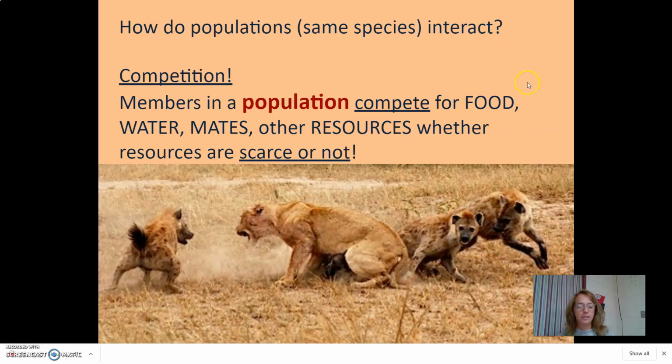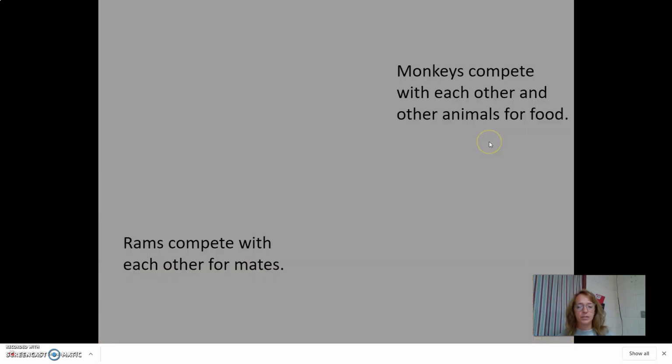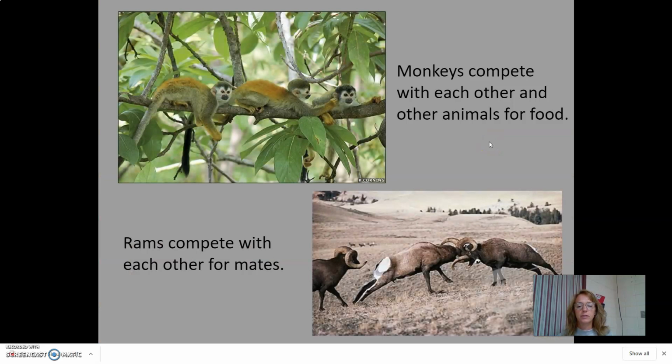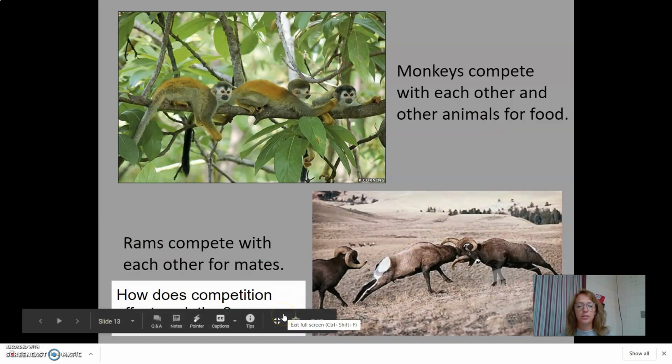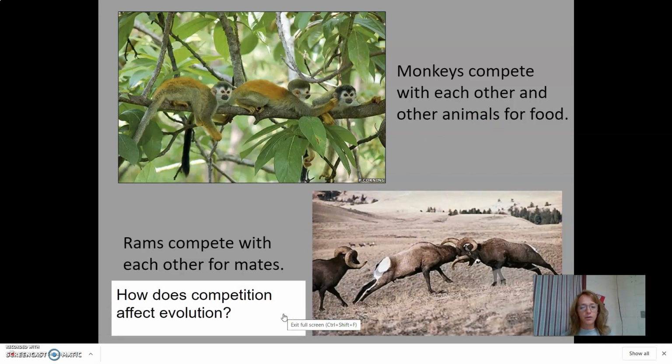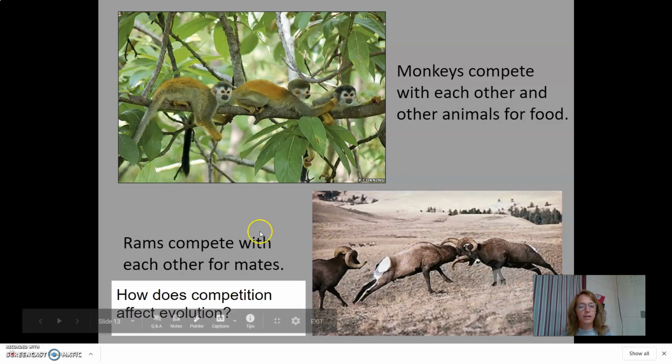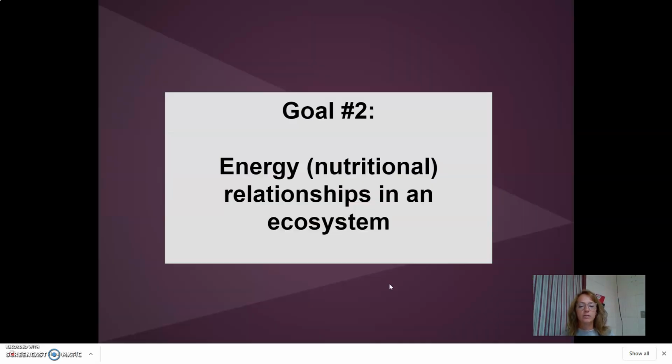But when we talk about competition, we're talking about within a population. So there's lots of competition within populations, which ultimately leads to evolution. At the end of the school year, we're going to talk about evolution, so we'll come full circle, and I'll talk about how competition within a species helps that species to evolve. Because whoever's better at competing for their mate will get to have babies and pass on their genes, and so the strongest survive.